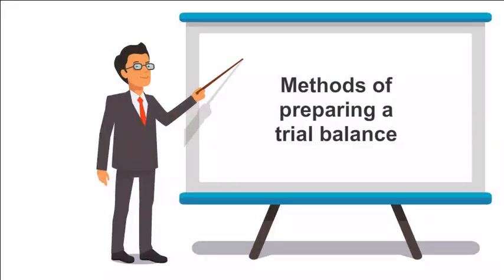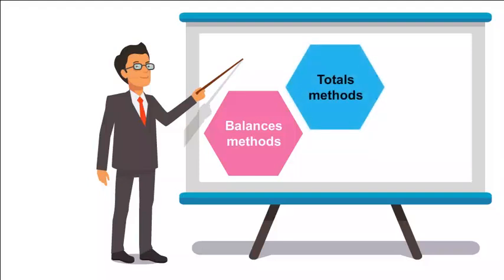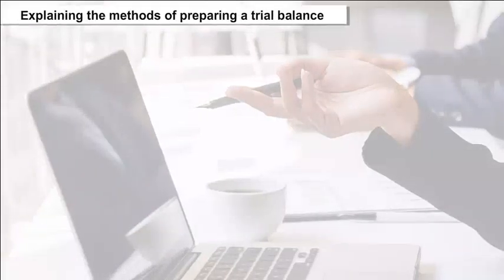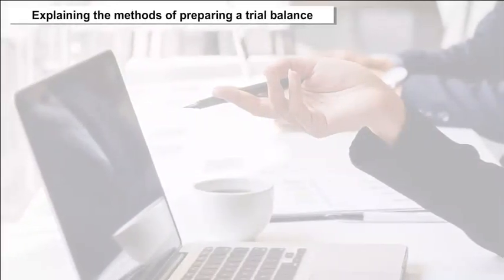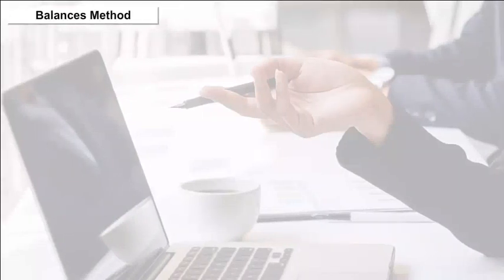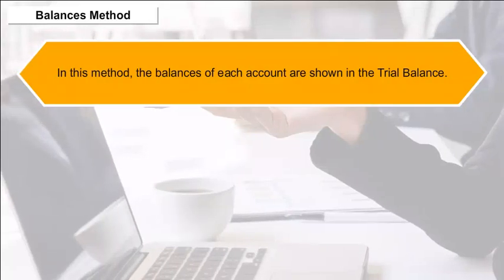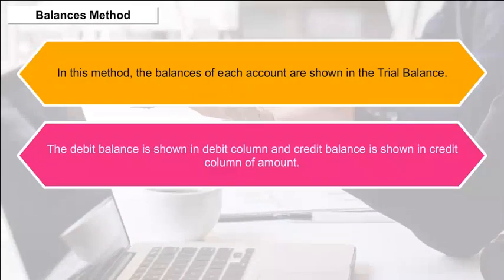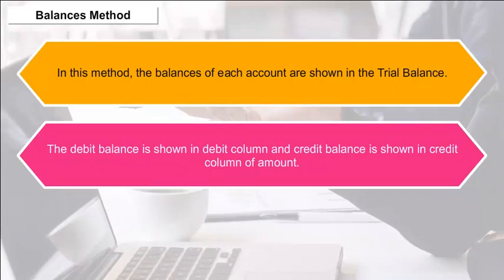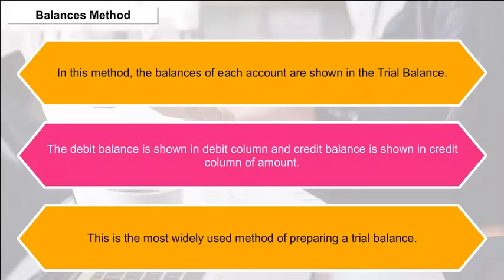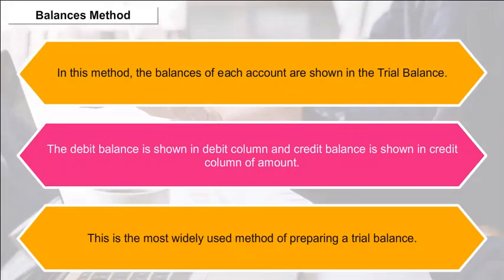Methods of preparing a trial balance. The three main methods of preparing a trial balance are balances method, totals method, totals cum balances method. Explaining the methods of preparing a trial balance. 1. Balances method. In this method, the balances of each account are shown in the trial balance. The debit balance is shown in debit column and credit balance is shown in credit column of amount. This is the most widely used method of preparing a trial balance.